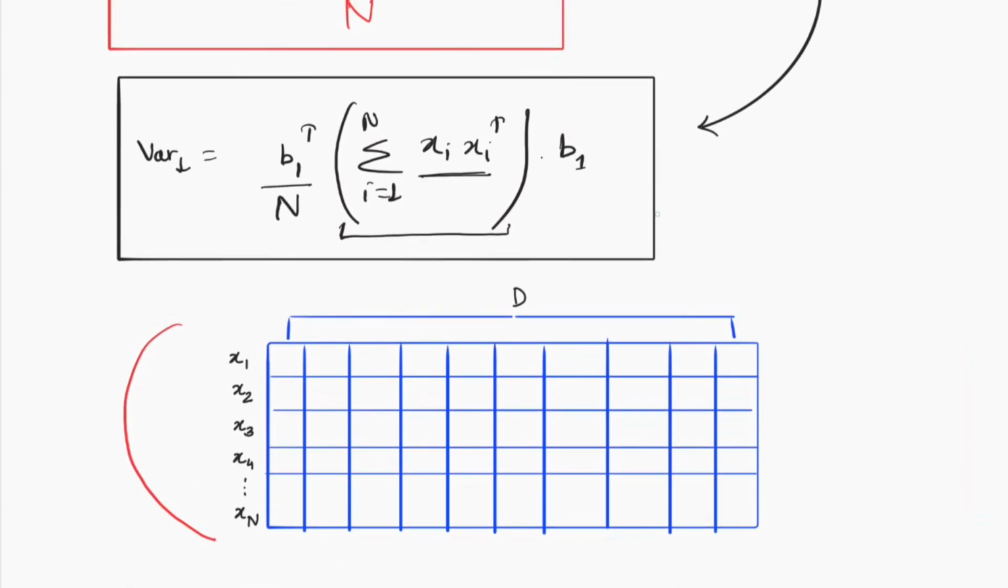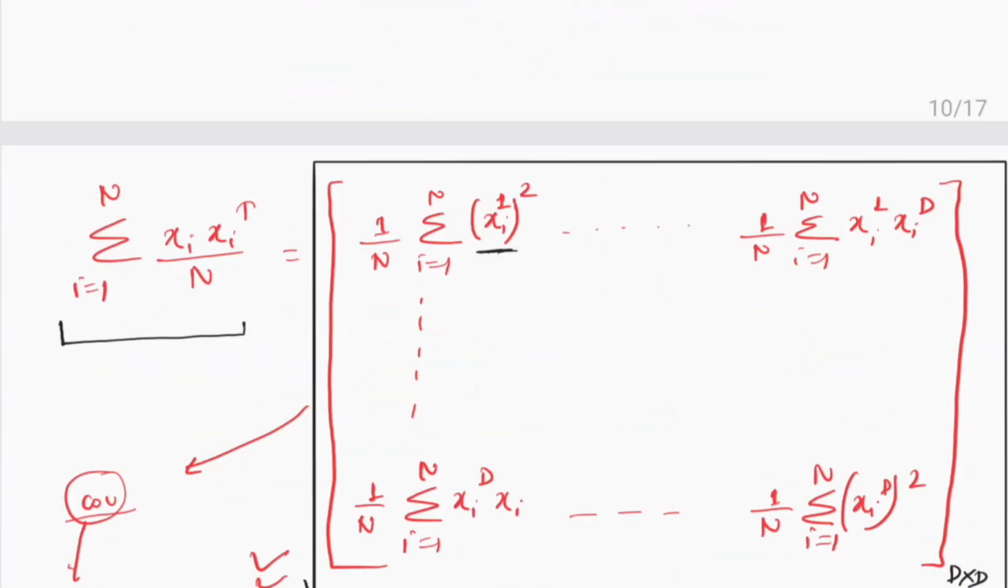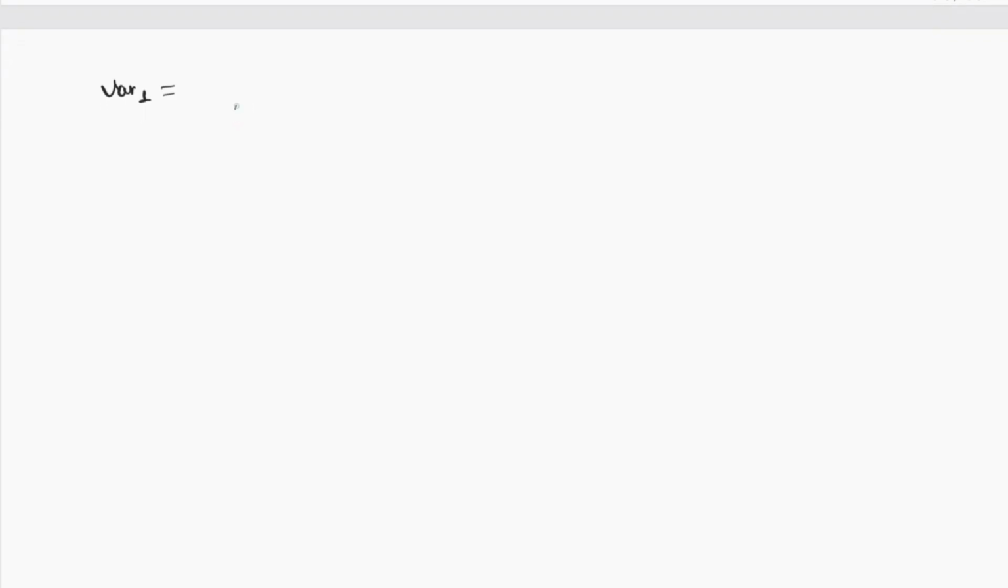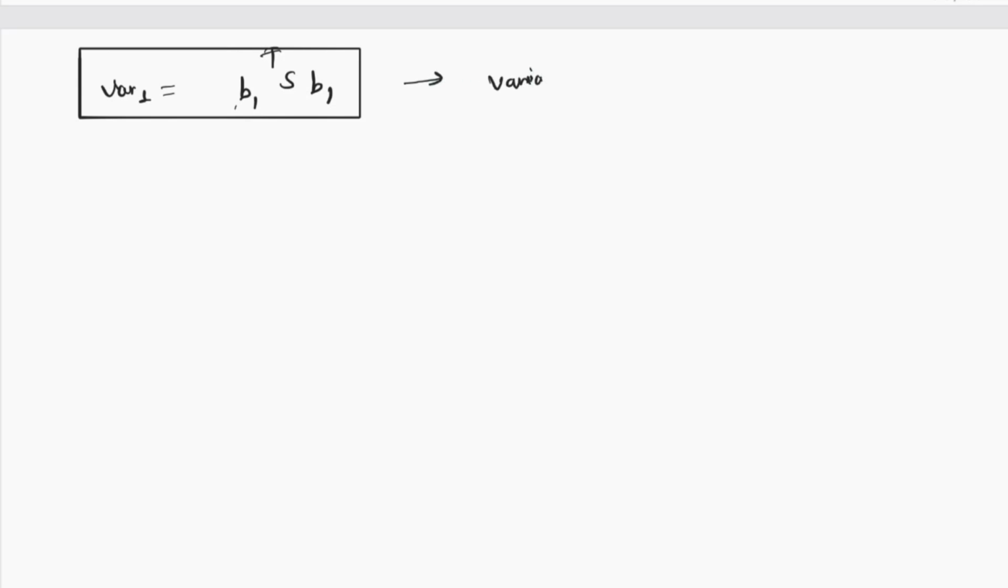And now let us take this equation for variance 1 onto the next page. So we can write variance 1 as nothing but B1 T S B1. I will write it as the variance of data on PC1. And what was our goal? Our goal was to maximize this variance. So we want to maximize this variance.